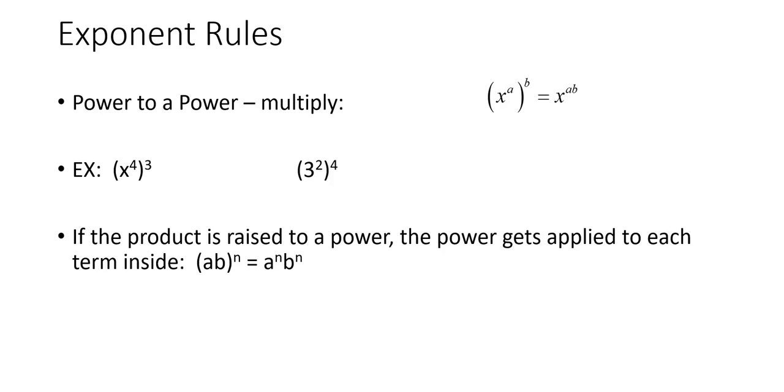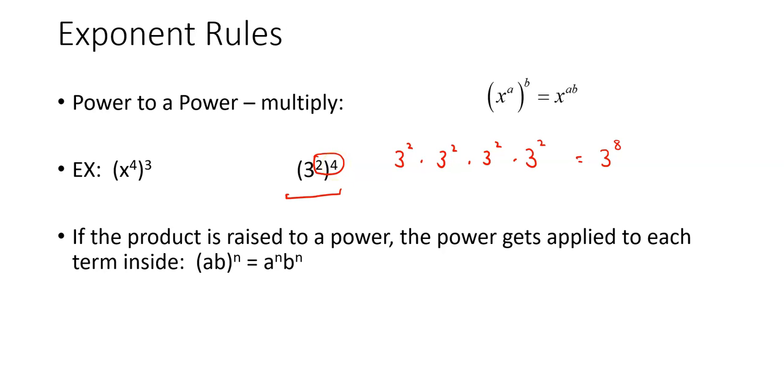All right, power to a power, multiply. Why does this work? Take a look at my 3 squared to the 4th power over here. 3 squared to the 4th power means 3 squared times 3 squared times 3 squared times 3 squared. So there's 2 3's, then there's 2 more, then there's 2 more, then there's 2 more. 2, 4, 6, 8. There's 8 of them. Which is the same thing I would get if I took that 2 times 4 and multiplied it. So a power to a power, multiply.